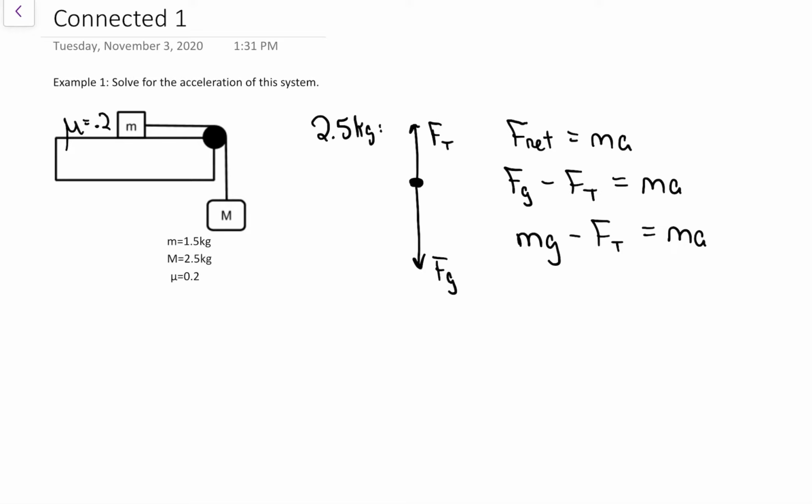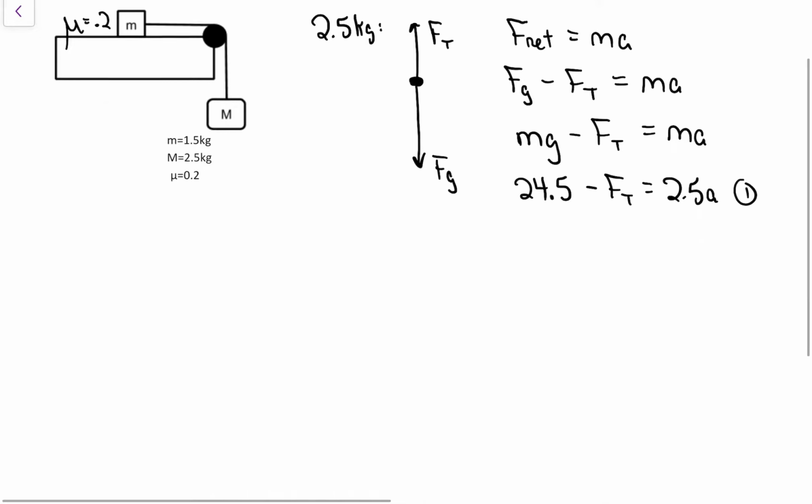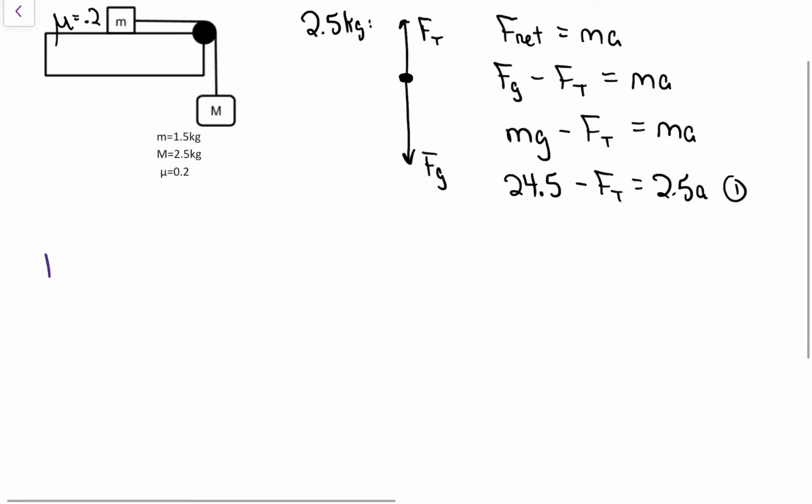In this case, I know that m is 2.5. So 2.5 times 9.8, I get 24.5. Take away Ft equals 2.5a. That's as far as I can go with the 2.5 kilogram mass. Going to move on, look at the 1.5 kilogram mass and see how far I can go with it.